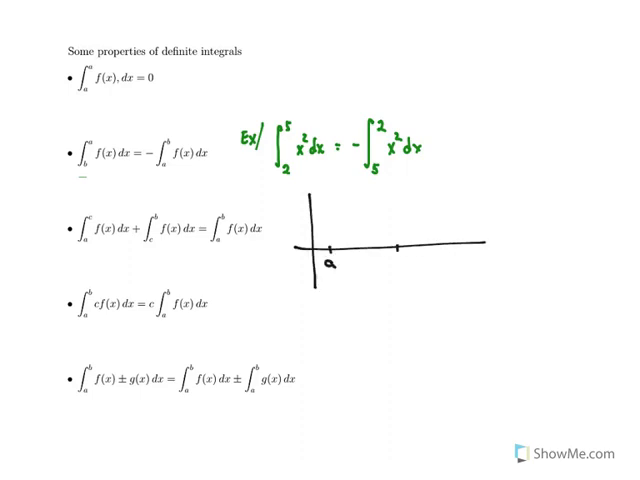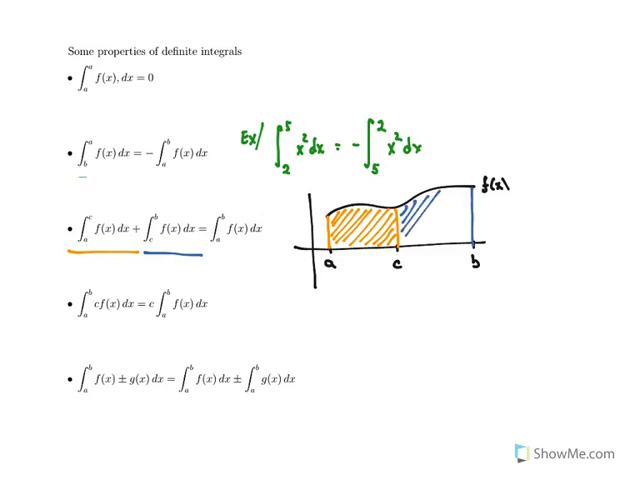Let's think about an integral here. We have 3 different x values, a, c, and b, and let's just draw some function, f of x. This is saying that if I want to look at the area under the curve from a to c, the first integral, I am considering this area here. If I want to consider the integral from c to b, that's the area under the curve from c to b, that'll be that area.